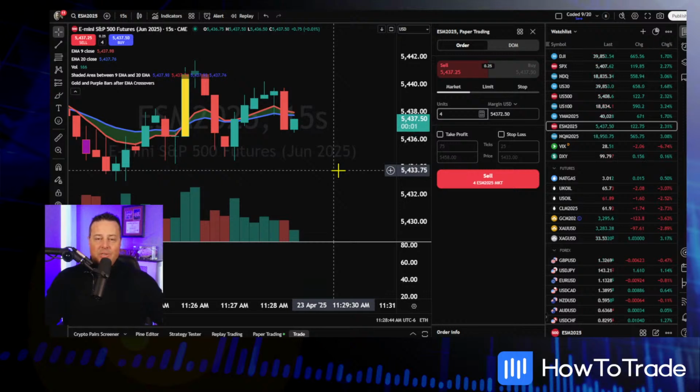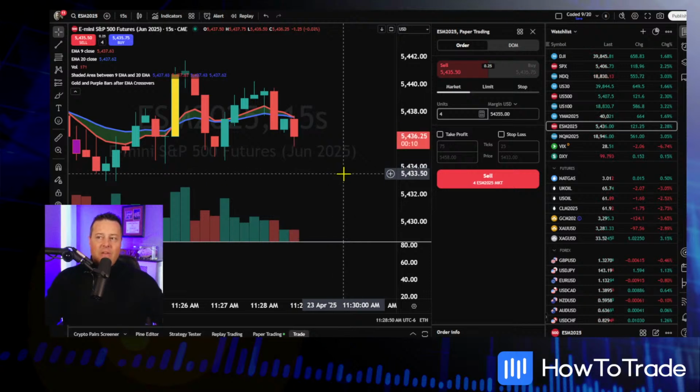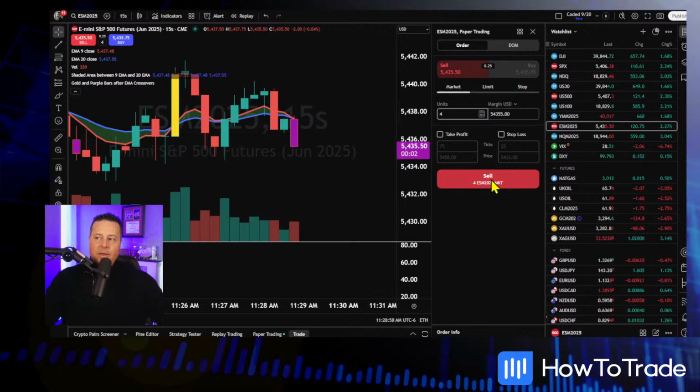Is it viable to trade a 15-second chart? It's hard. Imagine doing this all day long. Okay, there's our signal. Now we've got an opportunity potentially. If, in fact, that coded bar shows up purple, we're going to go ahead and pull the trigger on this at 5, 4, 3, 2, 1.